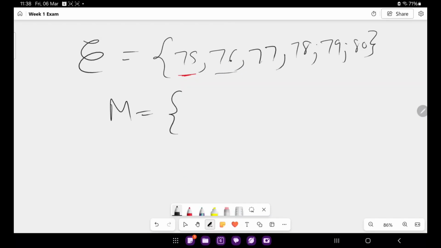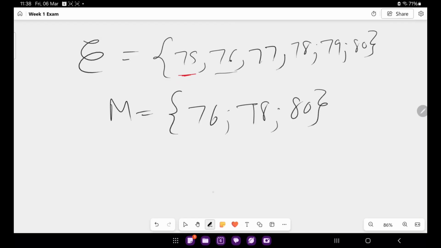76, is it an even number? Yes. So we write down 76. 77, is it an even number? No. 78, is it an even number? Yes. We write 78. 79, is it an even number? No. 80, is it an even number? Yes. Then we write this. Okay, so we have listed.